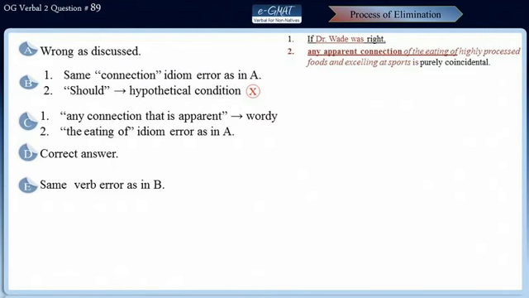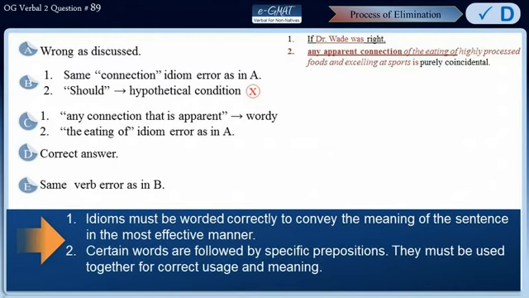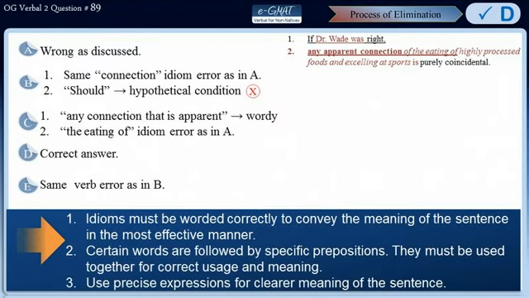So as we just found out, choice D is the correct answer for this sentence. This brings us to the takeaway messages of this sentence. All the idioms must be worded correctly to convey the intended meaning of the sentence in the most effective manner. Also, certain words are followed by specific prepositions. They must be used together for correct usage and meaning. Also, we must use precise expressions for clearer meaning of the sentence.